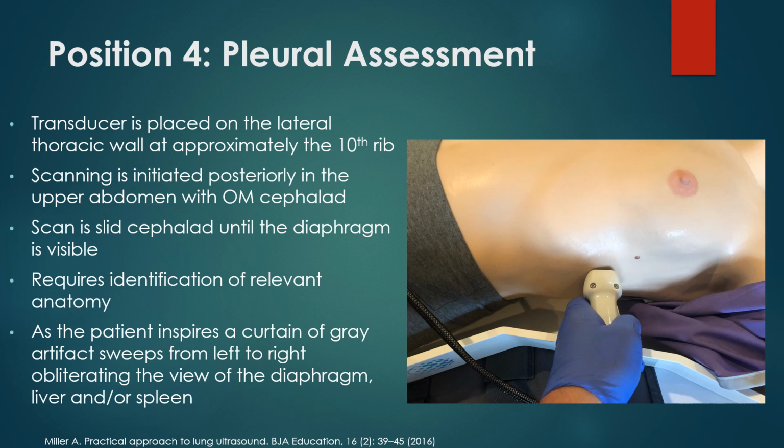The scan is initiated posteriorly in the upper abdomen with the orientation marker cephalad, and the scan slid cephalad until the diaphragm is visible. And you're looking for relevant anatomy: spleen and diaphragm on the left and liver and diaphragm on the right. And typically you're looking for effusion. You probably need to have the patient set up a little bit, not necessarily just straight up and down, but maybe a little bit of a semi-recumbent position.